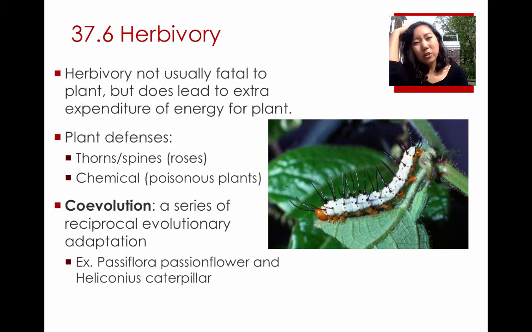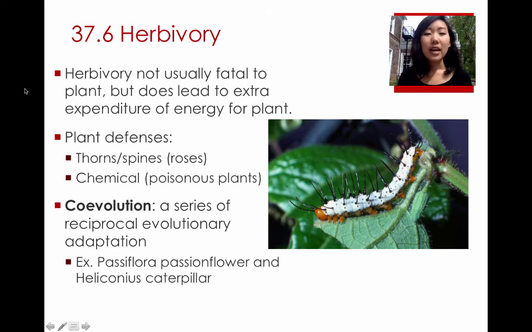Herbivory is usually not fatal to plants, but it does lead to extra expenditure of energy, and so plants don't want to be eaten. There are a couple of defenses. One of them is mechanical, where certain plants grow thorns or spines, so predators can't really land on them. Roses are a great example of this. There are also chemical defenses, where plants become poisonous to certain animals.